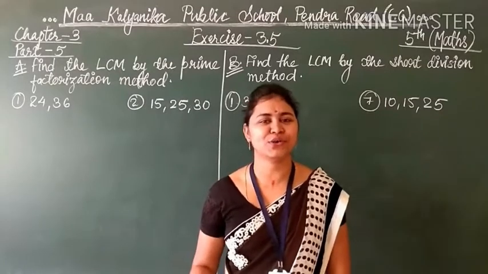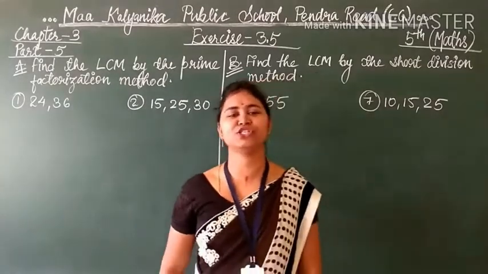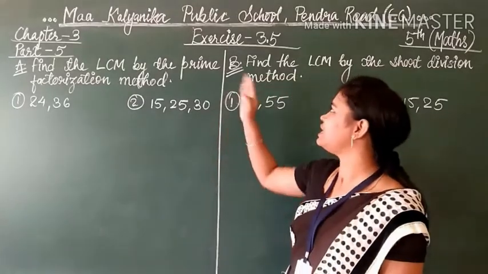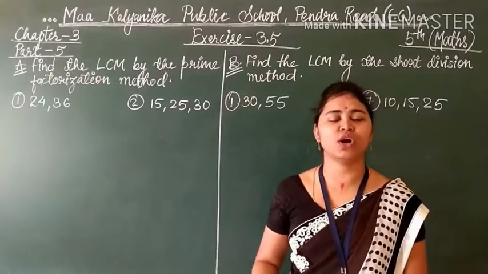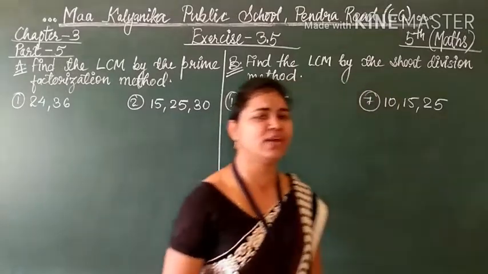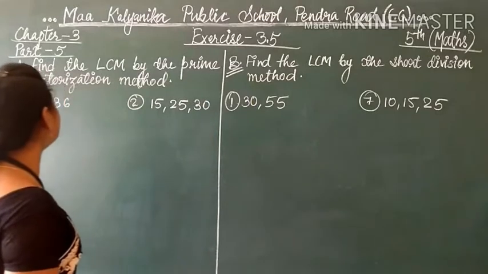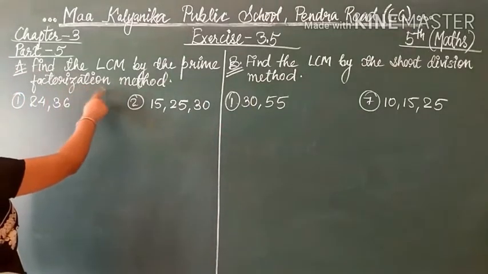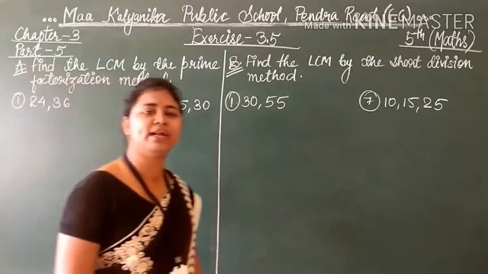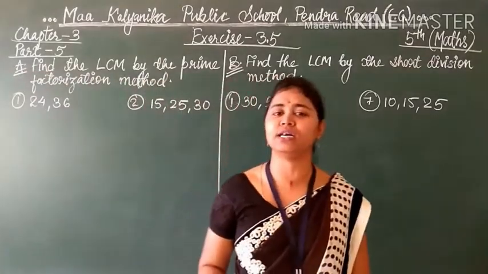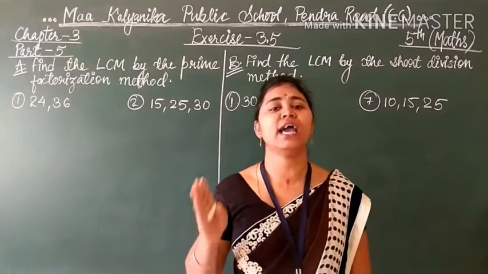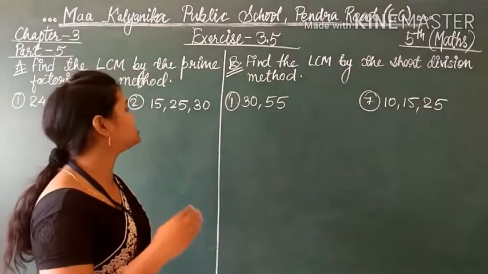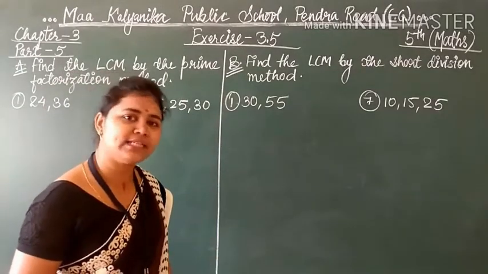Okay students, so in this video I am going to teach you class 5th maths exercise 3.5. So students, in exercise 3.5 what the questions are given, so we have to see that. Okay, so students, see here, find the LCM by the prime factorization method. In previous videos we have learned how to find the HCF by prime factorization method, but now you have to understand how to find the LCM.